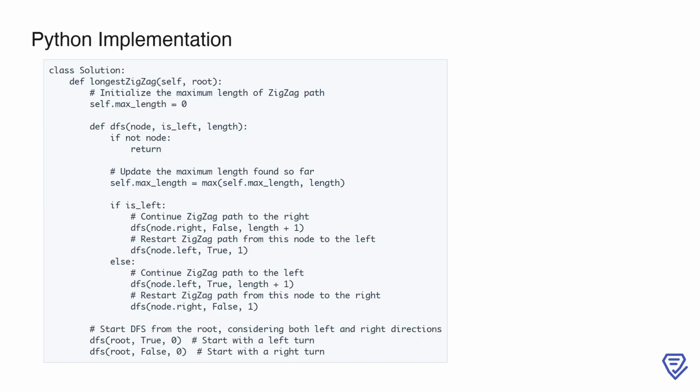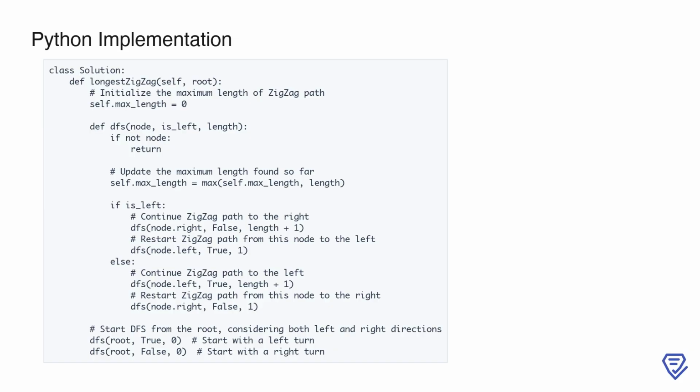Next, we define a helper function DFS, which stands for depth-first search, to traverse the tree recursively. This function takes 3 parameters: the current node, a boolean is_left that indicates whether the current path direction is left or right, and length, which keeps track of the current zigzag path length. Inside the DFS function, we first check if the current node is null. If it is, we simply return since there's nothing to process. Otherwise, we update self.max_length to the maximum of its current value and the current path length. This ensures we always store the longest path found so far.